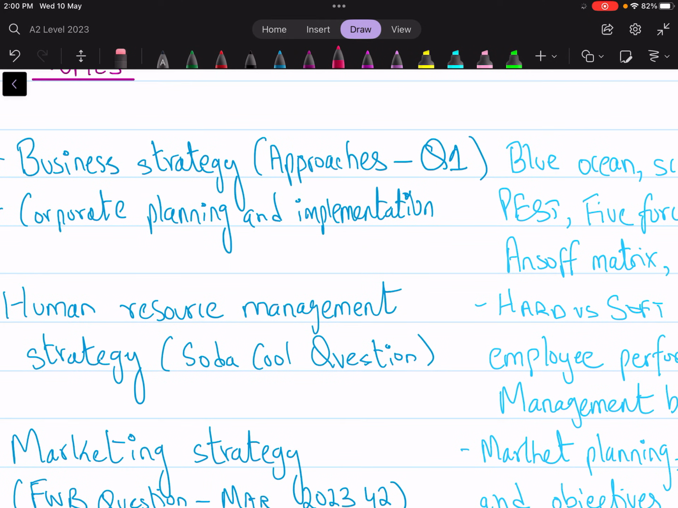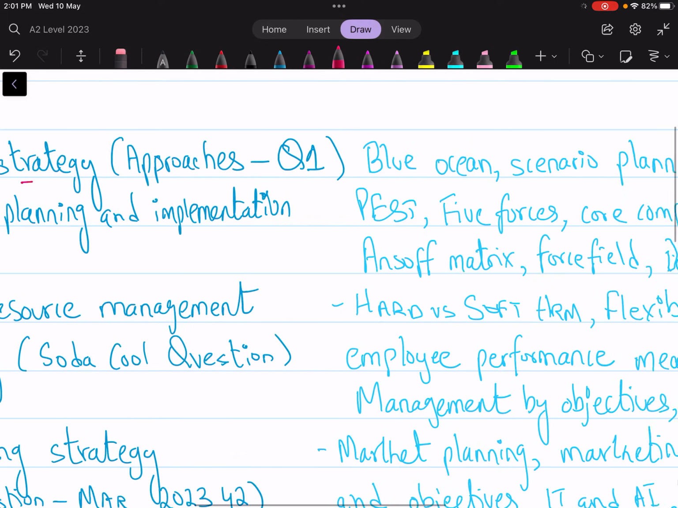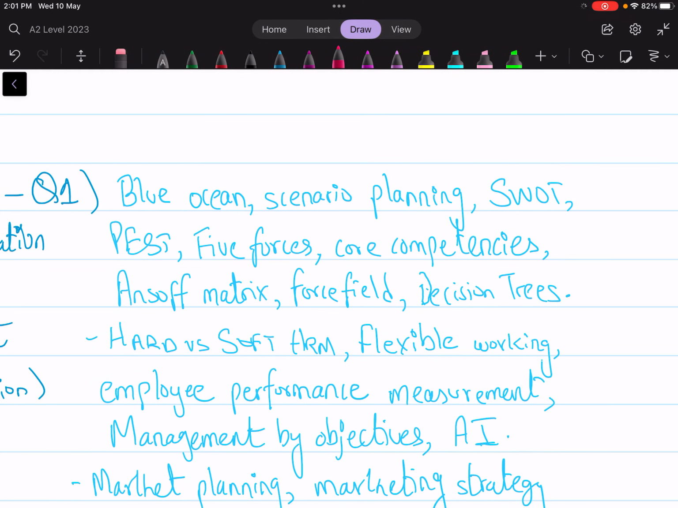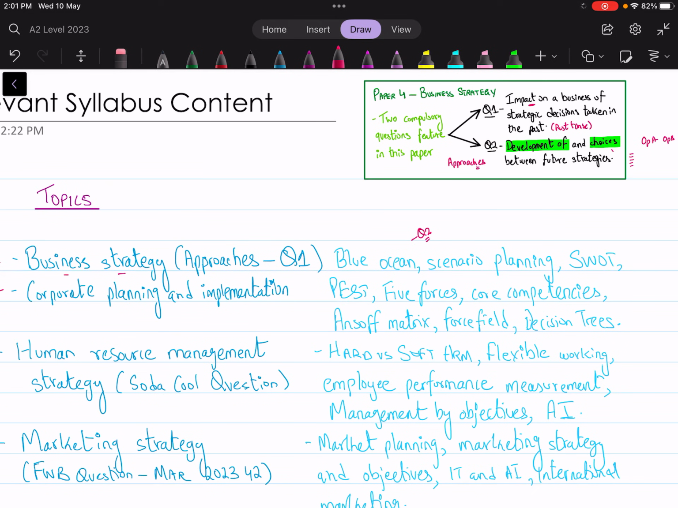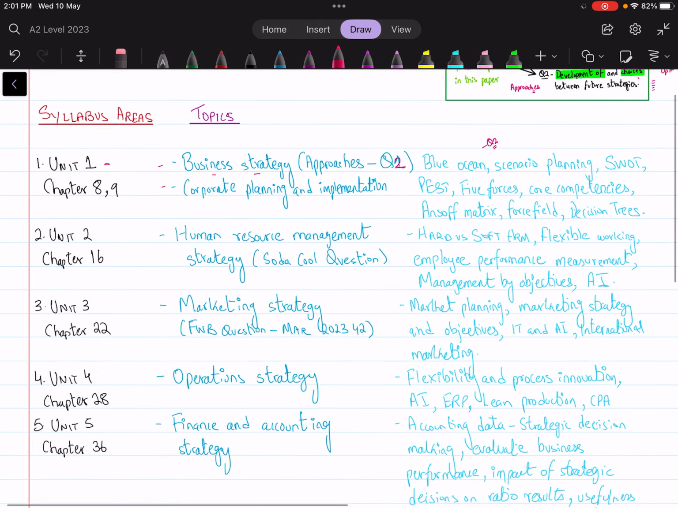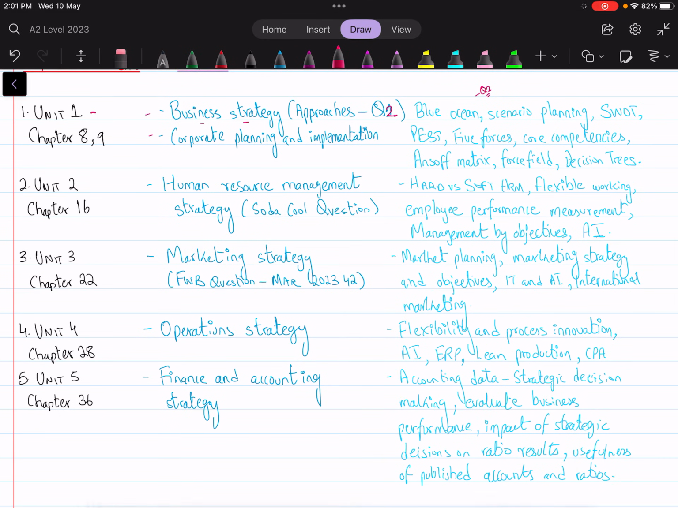Apart from that, business strategy, this particular section is of utmost importance, and it has these following topics. So you can see a question exclusively on approaches is going to be featured in question number 2. And apart from that, these topics may have certain relevance for question number 1 as well. So the approaches question would be question number 2. Apart from that, there is a question in your book, Peter Stimson, that goes by the name Soda Cool. That's also a timeline based question, just like in the March paper and the specimen paper, and it has an HR strategy to evaluate.